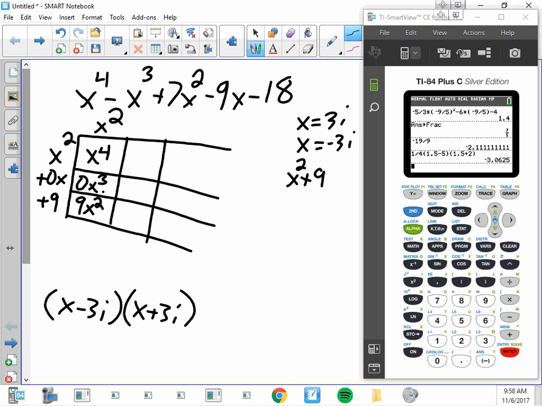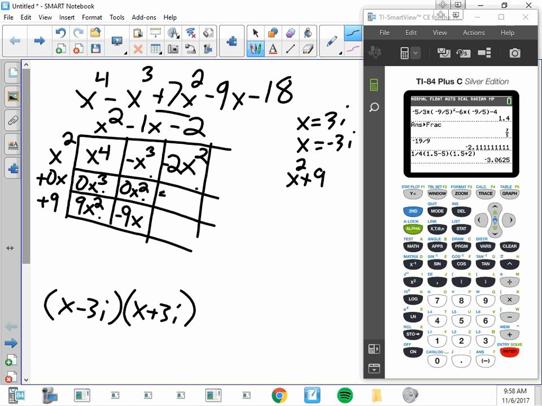Now this box and this box need to add to be negative 1. Negative 1x to the third, which gives me negative 1x. 0x squared and negative 9x. This box and this box and this box need to add to be 7. I need to subtract 2x squared. So negative 2.